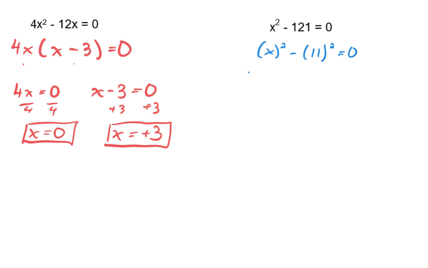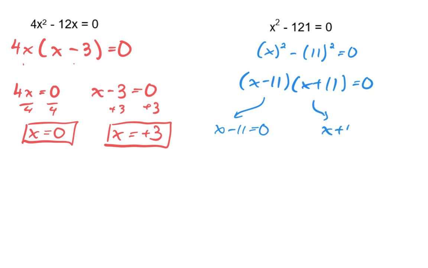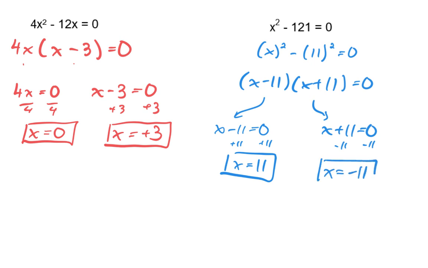So this is going to factor to x minus 11, x plus 11 equals 0. And then again, we're going to take both of these factors and set them equal to 0. And we're going to solve for x. So here I'm going to have to add 11 to both sides. x equals 11. And here I'm going to subtract 11 from both sides. x equals negative 11. And those are going to be my two solutions.